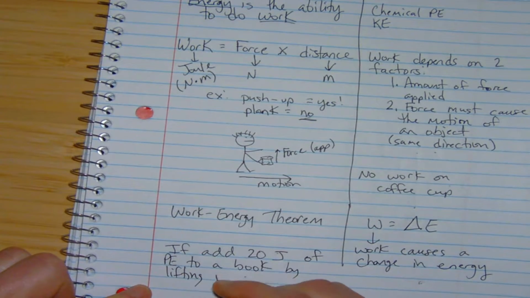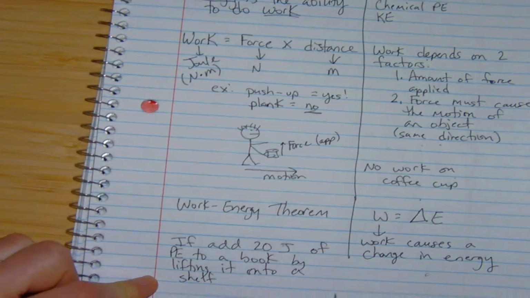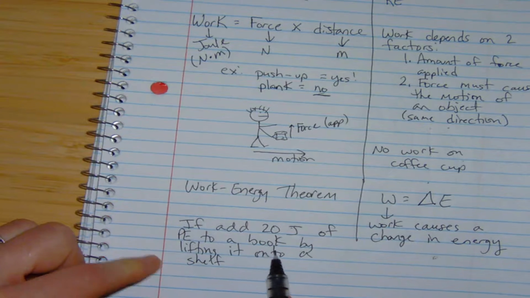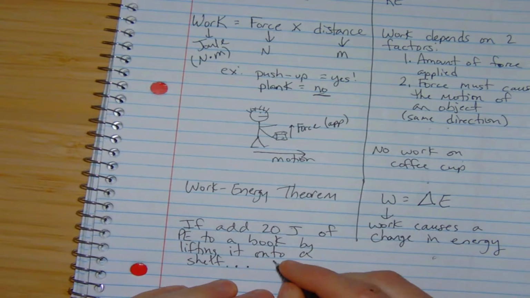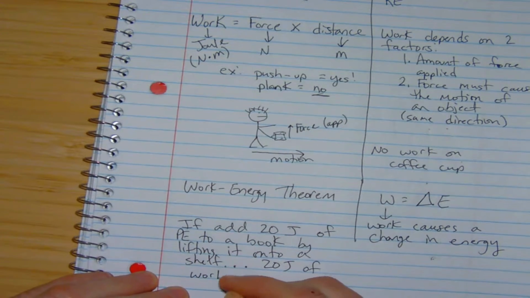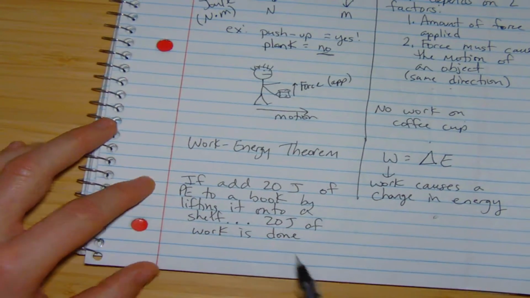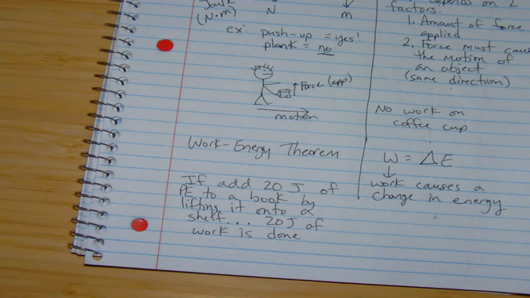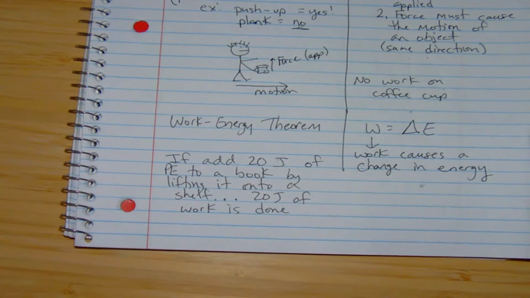So by lifting it onto a shelf, if I add 20 joules of potential energy to a book, we automatically know that that took 20 joules of work. Those will always be the same. So if I added 20 joules to the book by lifting it up and putting it on the shelf, then that took 20 joules of work. Okay, work causes a change in energy. Work is equal to that amount of energy that is changed.